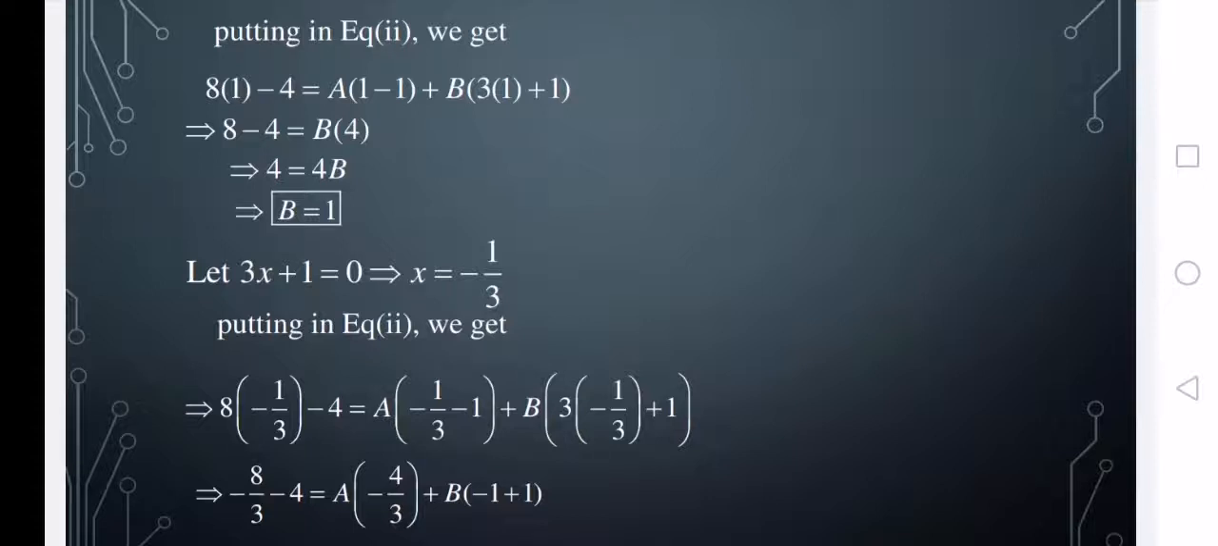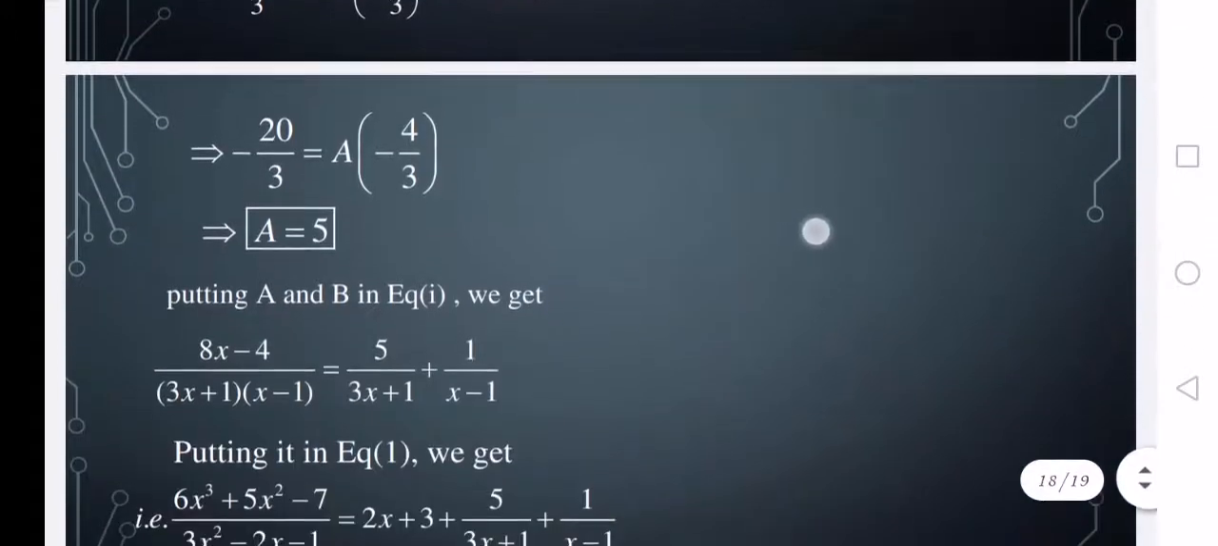Similarly, we will take the other factor, that is 3x plus 1, and we will let it equal to 0. So let 3x plus 1 be equal to 0. It will give us x is equal to minus 1 by 3. So putting minus 1 by 3 in equation number 1 in place of x, we just get 8 into minus 1 by 3 minus 4 is equal to A into minus 1 by 3 minus 1 plus B into 3 into minus 1 by 3 plus 1, which will result in 0, and the B will be eliminated. So we will get the value of A as equal to 5.